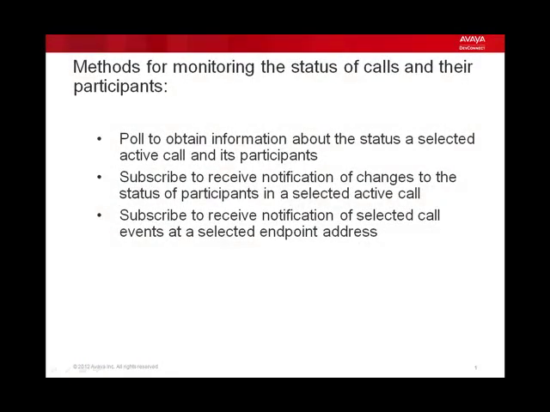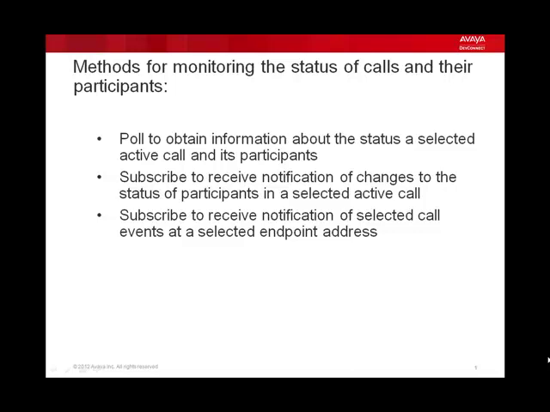Client applications can get information about the status of calls and their participants by a number of methods. The client can request a snapshot of the status of a selected active call and its participants. The client can subscribe to receive automated notifications whenever the status of a selected active call or its participants changes, or the client can subscribe to receive automated notification of selected call events at selected endpoint addresses.